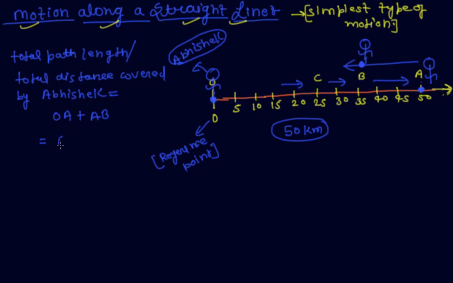OA is 50 kilometer and AB is 15 kilometer. So the total distance is 65 kilometer. So this is the total distance traveled by Abhishek from point O to B through the point A. Now I find displacement.